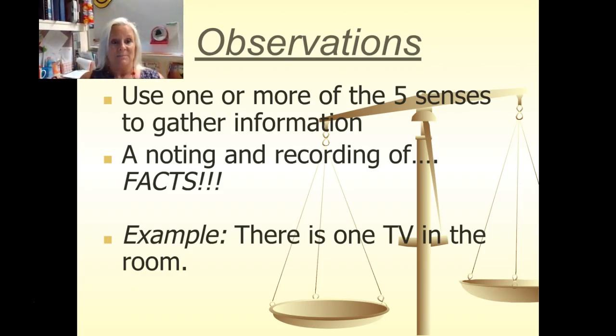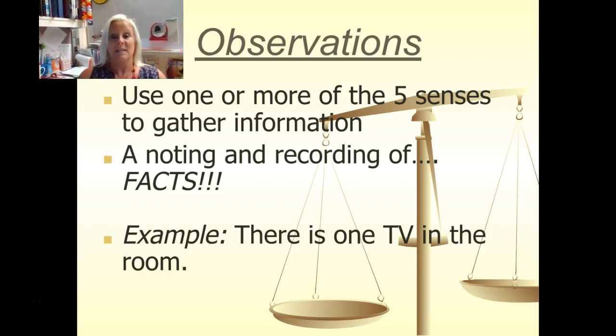An observation is when we use one or more of the five senses to gather information. It's a noting and recording of facts. For example, in the room right now, there are three tall cafe tables that students could sit at for the seating chart. There is one large demonstration table up in the front. There is one teacher computer in the front of the room. So those are some examples. Those are all things that you could see.